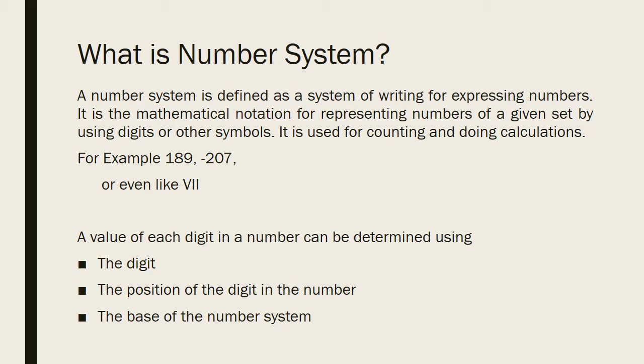In any number system, the value of a digit can be determined by using the digits. For example, in the number 189, 1, 8 and 9 are the digits. The second thing that you must understand here is the position of the digits. By position I mean units place, tens place, hundreds place and so on. The third and most important thing about a number system is the base of the number system.